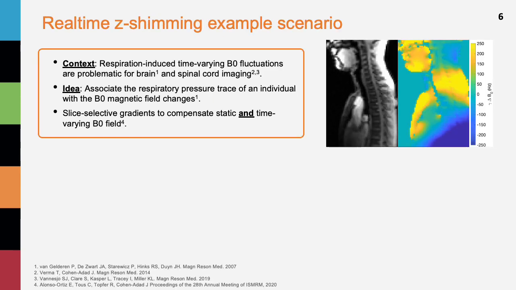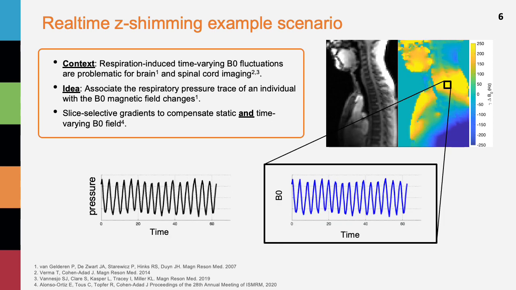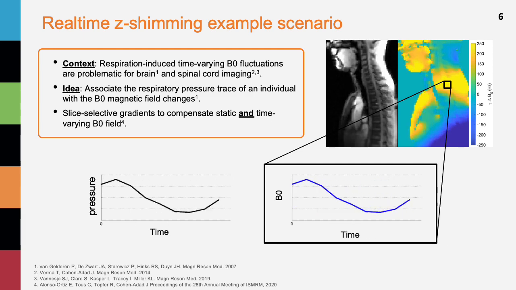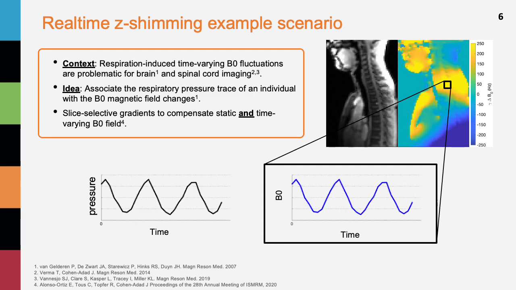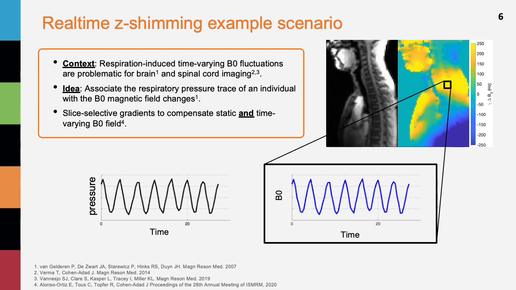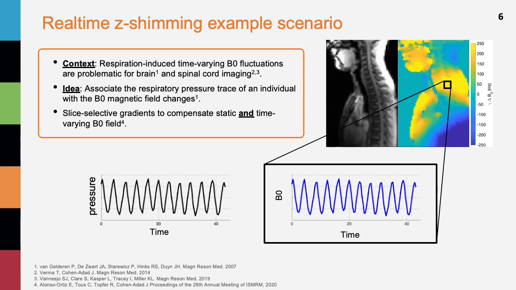To demonstrate a use case of Shimming-Toolbox, a real-time Z shimming experiment was performed. Real-time Z shimming aims to reduce respiration-related B0 variation, which is problematic for lower brain and spinal cord imaging. The idea is to associate the respiratory trace of an individual with the magnetic field changes. After processing, compensation gradients along the slice selection axis are applied to offset both static, also known as dynamic shimming, and the time-varying magnetic field inhomogeneities.